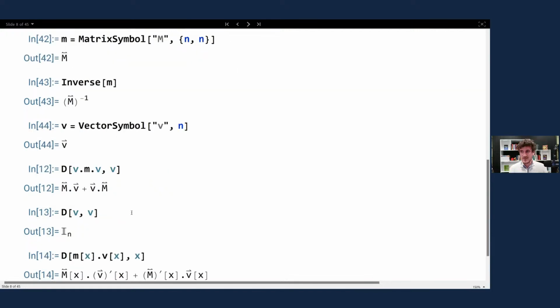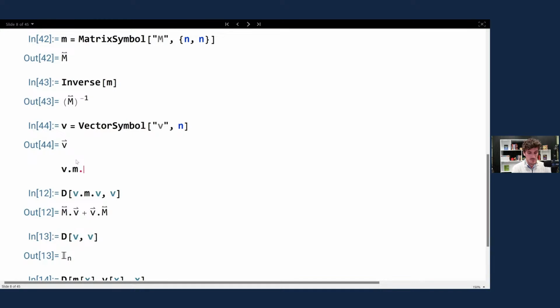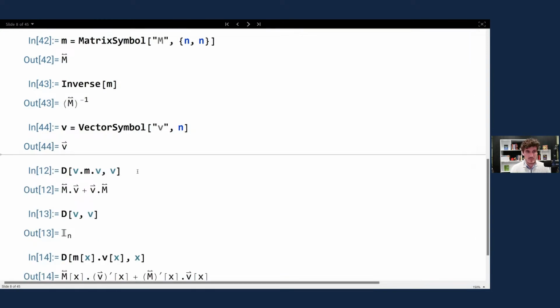I'm veering away from calculus a bit here, but this should show you that you can perform calculus operations on transformations of matrices. So this is the quadratic form of the matrix M, and we can differentiate it with respect to the vector V. This is just V dot M dot V, and then we're differentiating that with respect to V. And this is what we get.